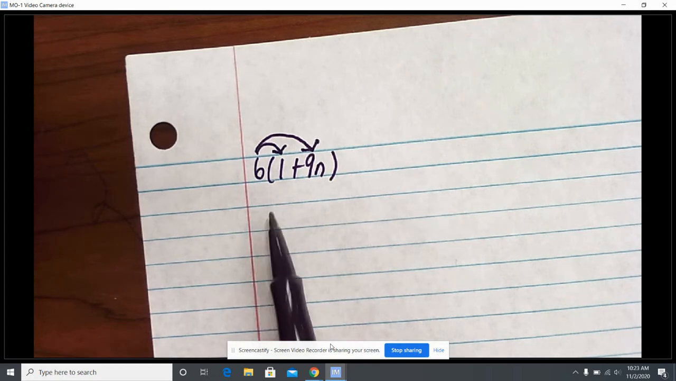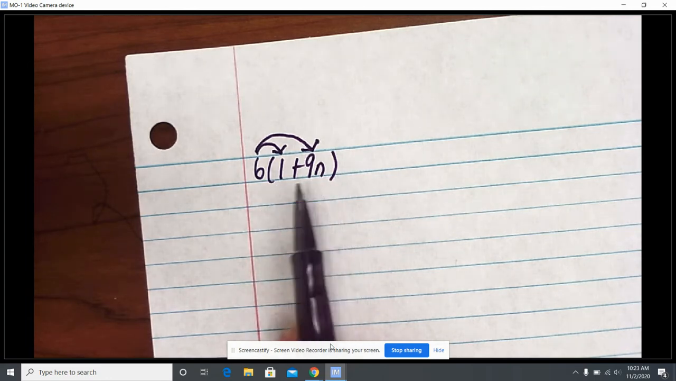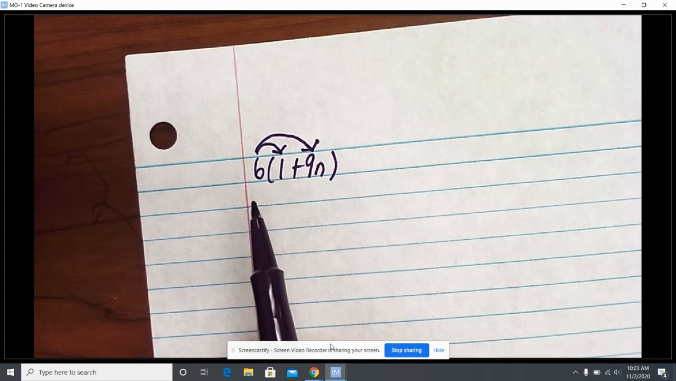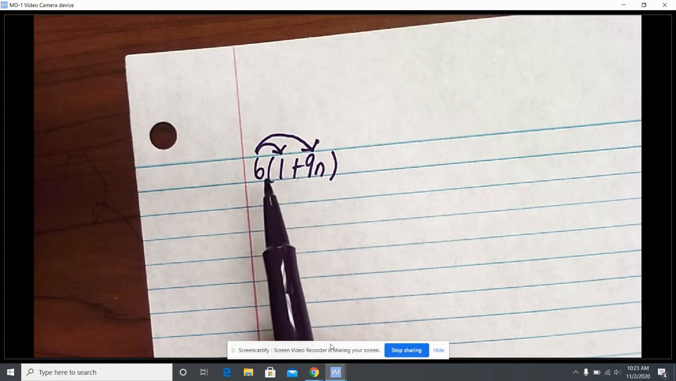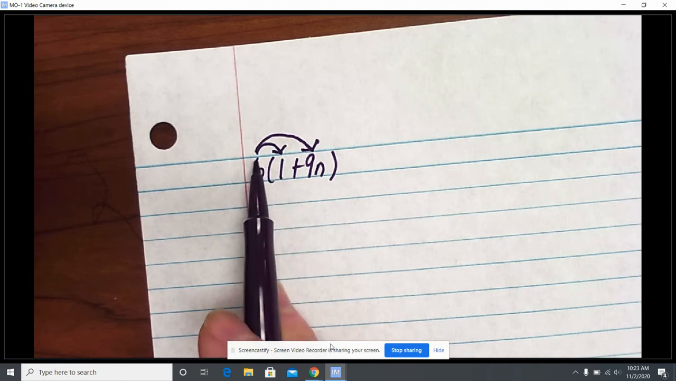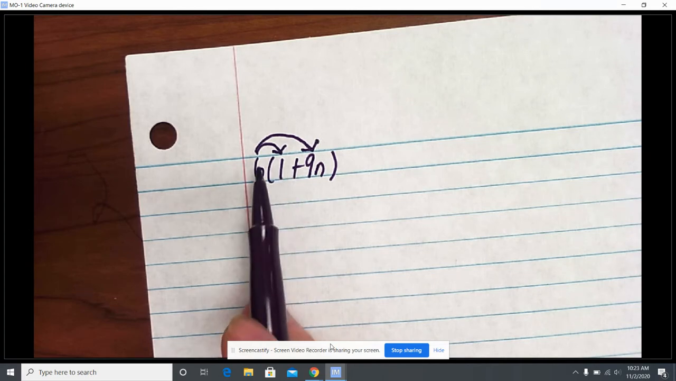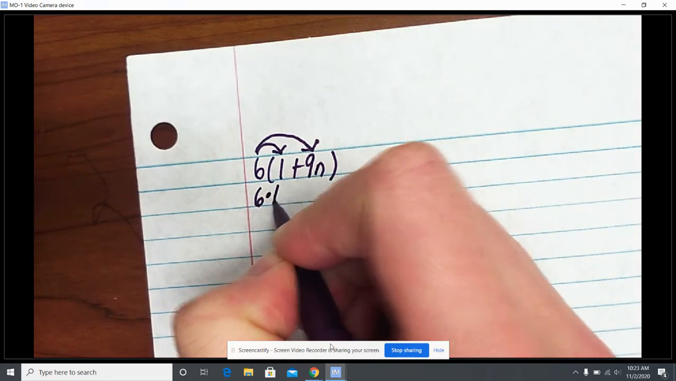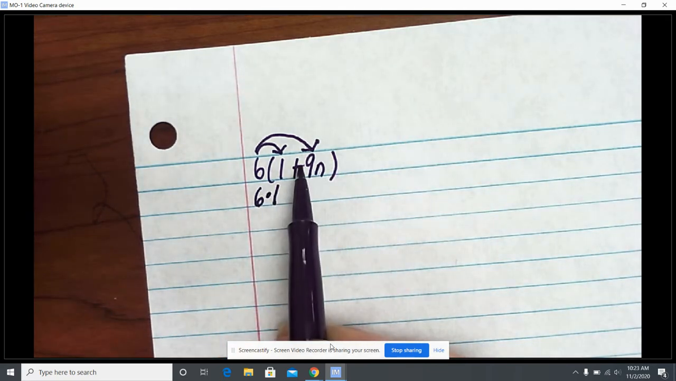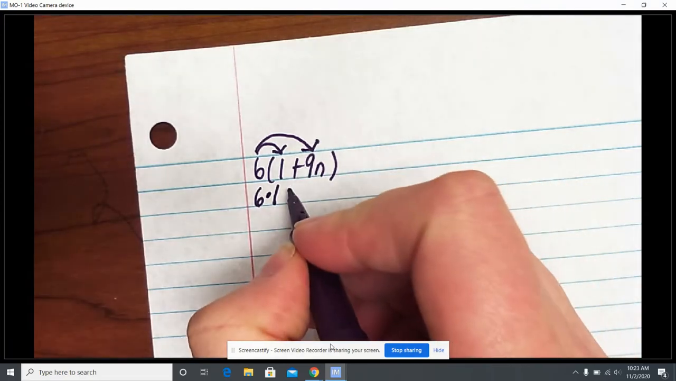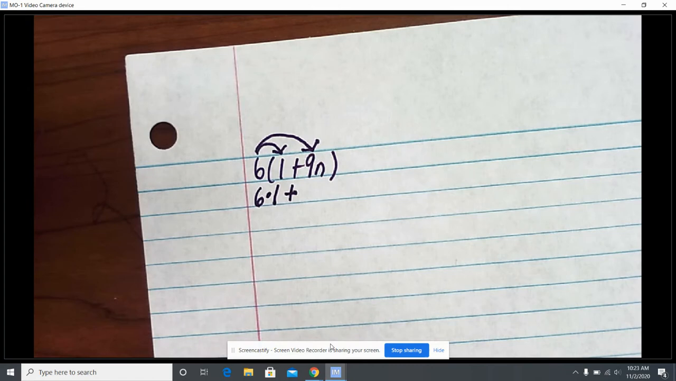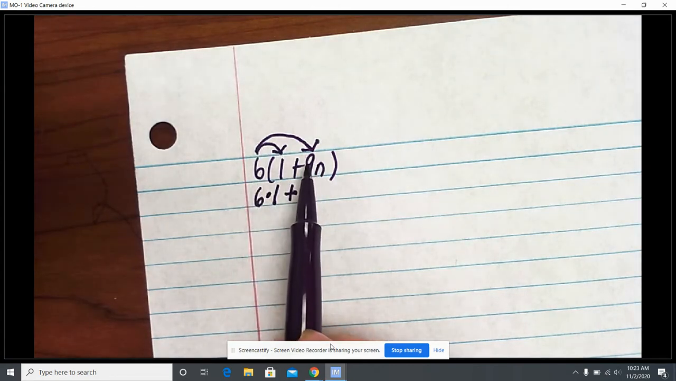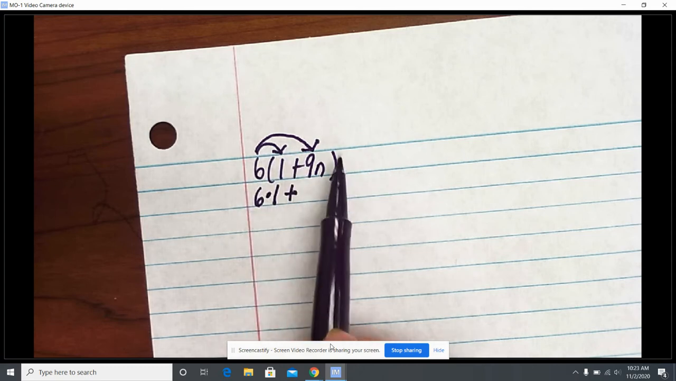So since that 6 beside the parentheses means multiplication, because remember when we were dealing with the like number and letters touching, that it meant multiplication. Same thing with the number and the parentheses touching. So when I distribute out my 6 to my 1, that means I'm taking 6 times 1. Okay, that plus sign on the inside tells me that that's going to go next, plus, and now I'm distributing out my 6 with my 9n, so I'm taking 6 times 9n.